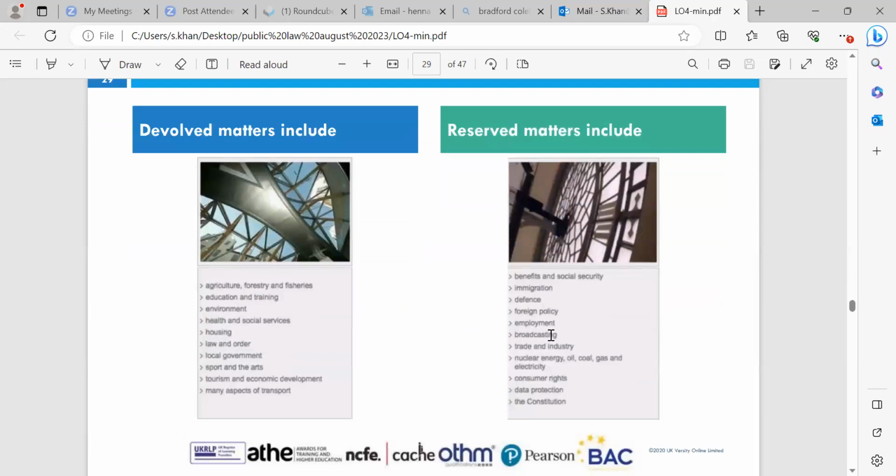Devolved matters include things like agriculture, forestry and fisheries, education and training, environment, health and social services, housing, law and order, local government, sport and the arts, tourism and economic development, and many aspects of transport. Reserved matters include benefits and social security, immigration, defence, foreign policy, employment, broadcasting, trade and industry, nuclear energy, oil, gas and electricity, consumer rights, data protection, and the Constitution.